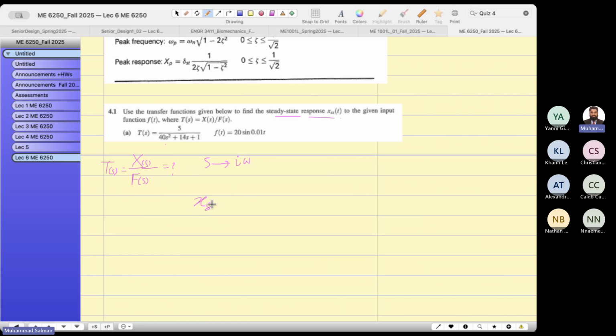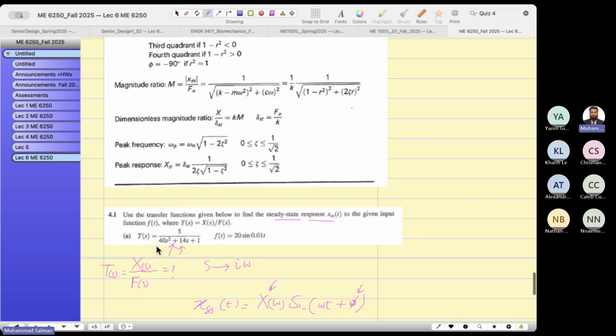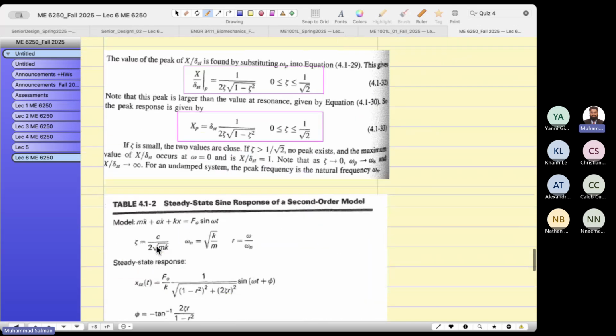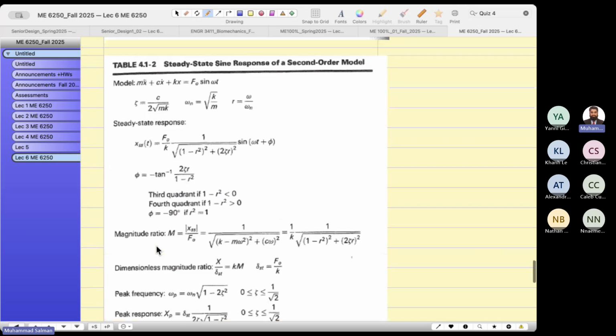The steady state response in the time domain can be written as the magnitude X times sine omega t plus phi. So we have to find phi and X from this transfer function. So let's do it. I just mentioned the X of omega. Let's go to the table. I want to show you from the table.